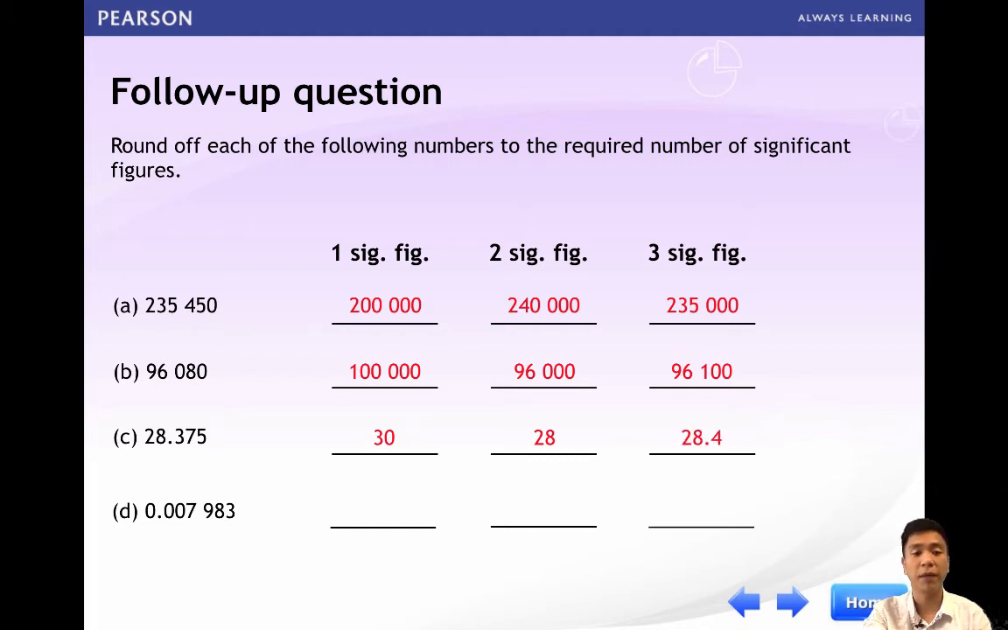to 4. We have 3 to 4, that means 28.4. And for the next number, the first significant figure is 7, so you have to write down the 0 before it. And then the next digit is 9, so we will make it larger, it will become 8. So 0.008 as the answer.